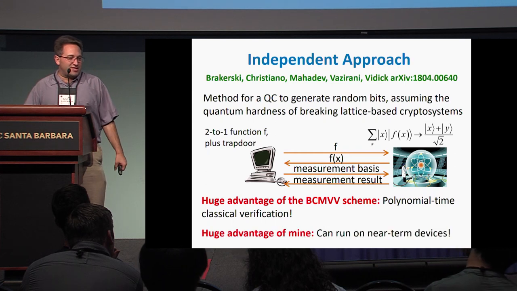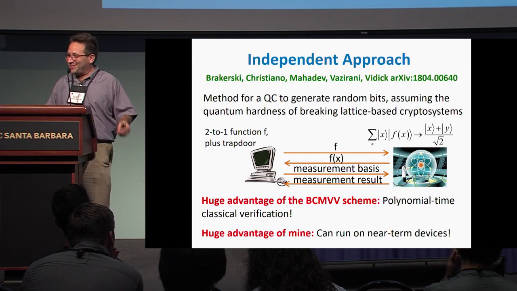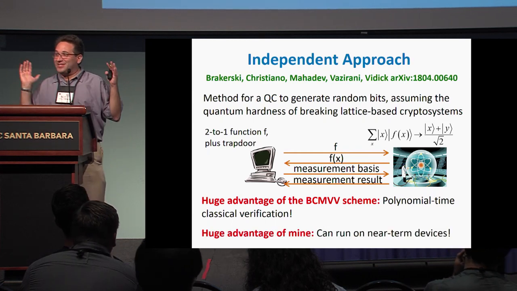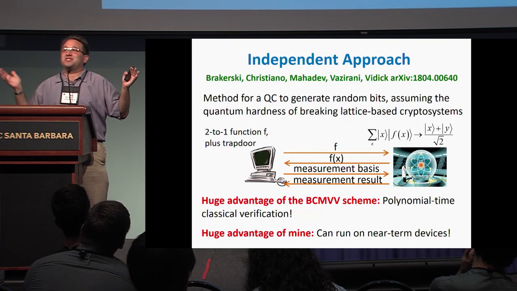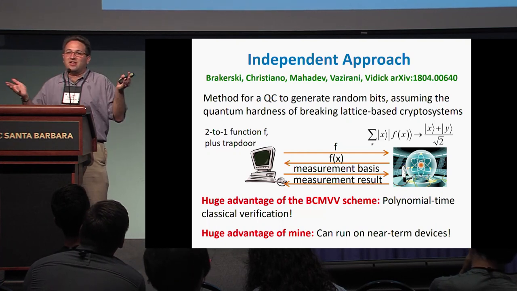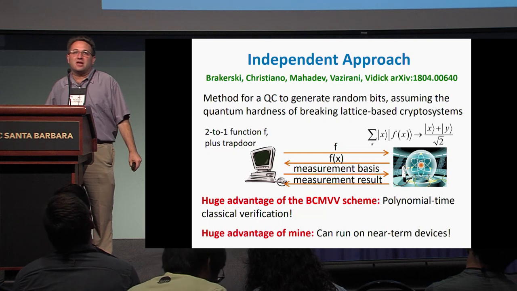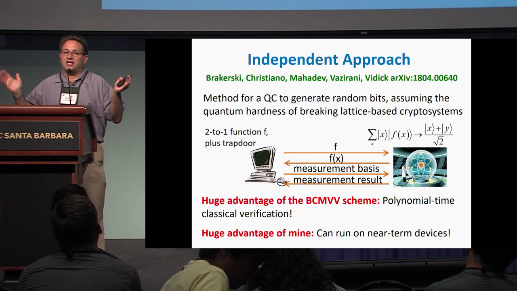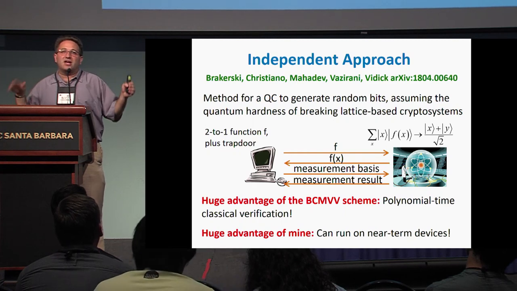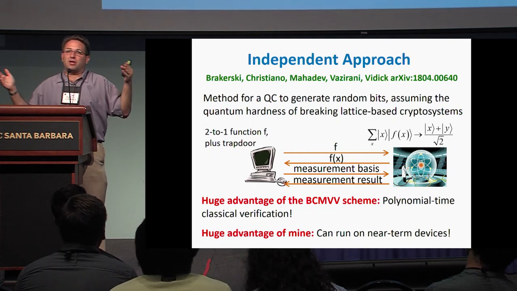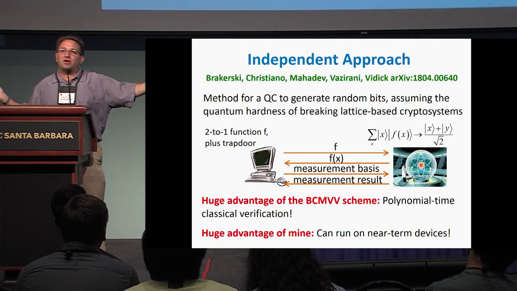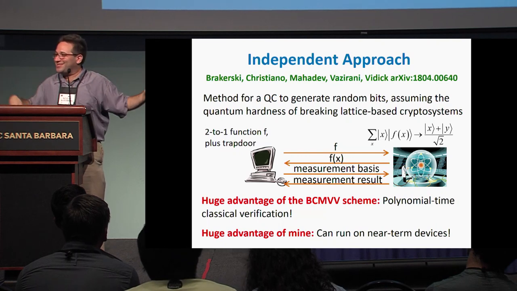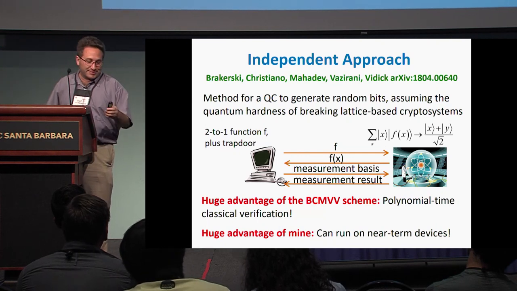So what is the advantage of my scheme? Mostly just that it could actually be implemented in the near term. Mine works as soon as you have a 70-qubit device that achieves quantum supremacy. Theirs seems to require at least about 1,000 qubits to get any type of security. And at that point, you're talking about quantum fault tolerance, so you might be talking about millions of physical qubits, and that's further in the future.